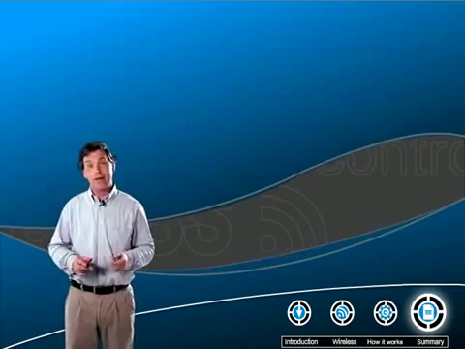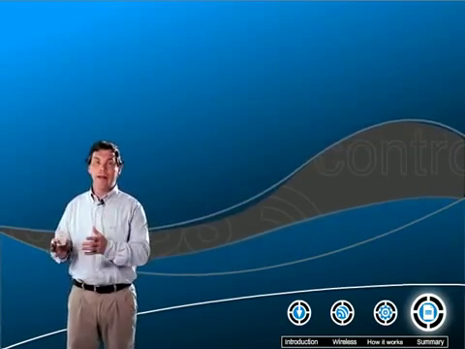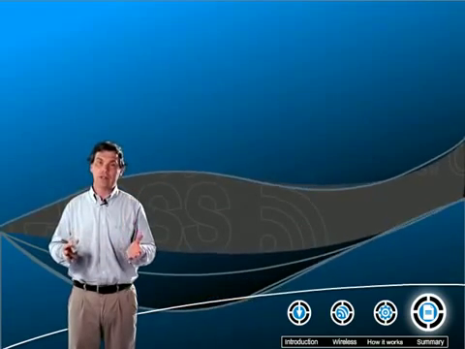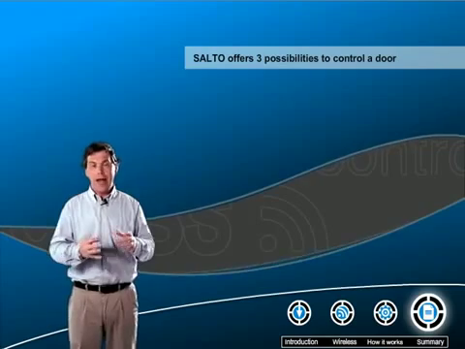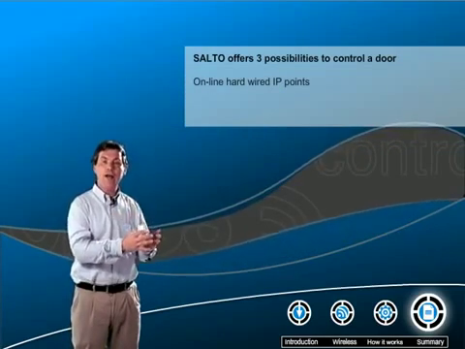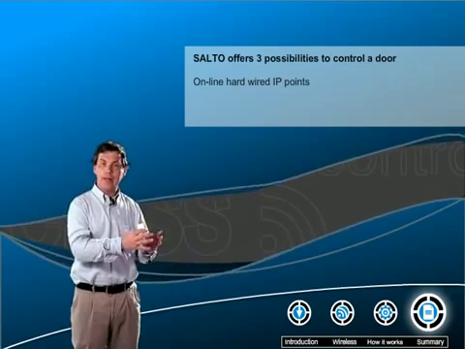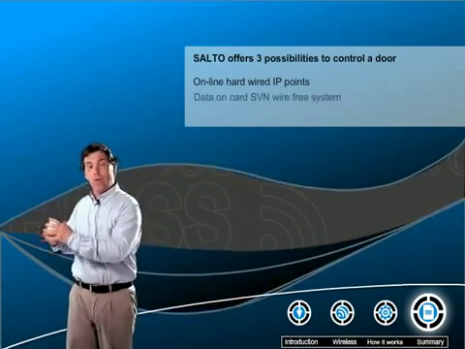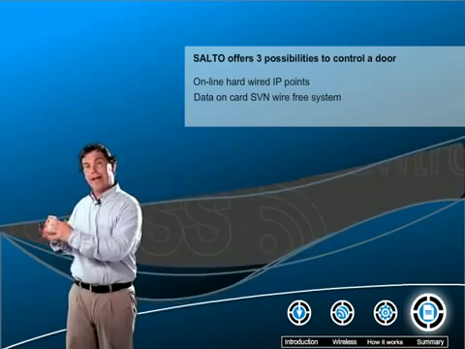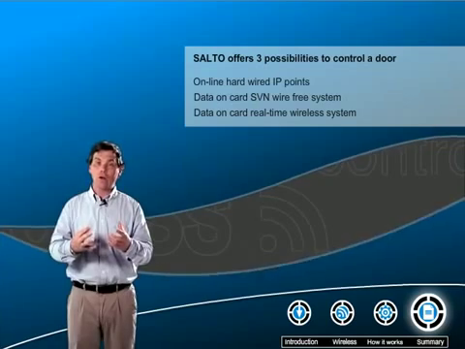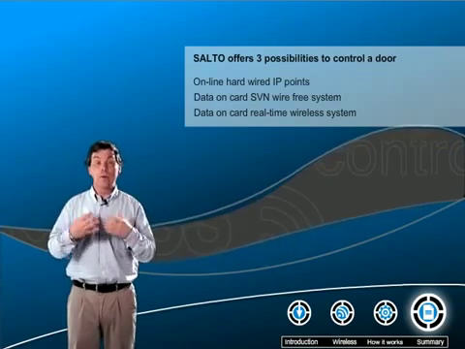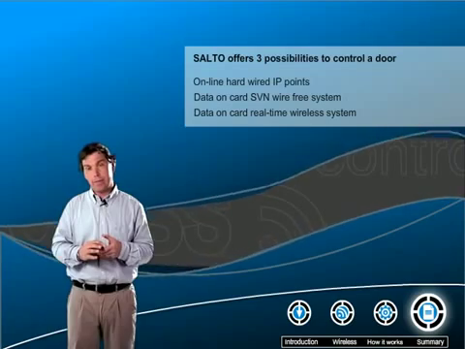Let's take a look at the summary of the main features and the main benefits that the SALTO wireless system brings you. Let me start with the main advantage of the system, which is the fact that now SALTO has three possibilities to control your doors. You have the online hardwired IP points that we also use to update the cards. You have the SVN wire-free locks that work with a data on card backbone. And we now also have these same data on card locks with a wireless real-time capability.